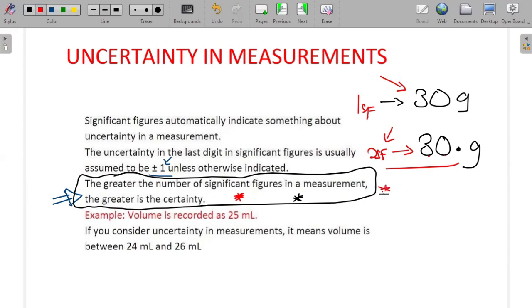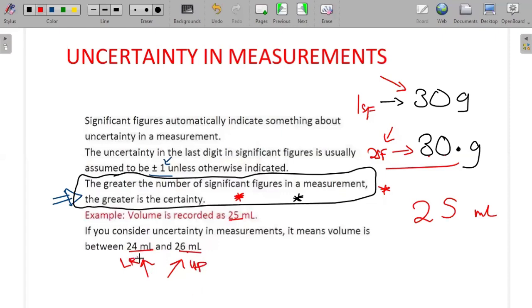Very important. Now here they're saying, for example, a volume recorded as 25 milliliters. If you consider uncertainty in measurement, the volume is between 24 milliliters and what? 26 milliliters. Now the question is, how did they get 24 milliliters, and how did they get 26 milliliters? The number we have here is 25 milliliters. This one we just call the lower reading, and this one will be the upper reading.